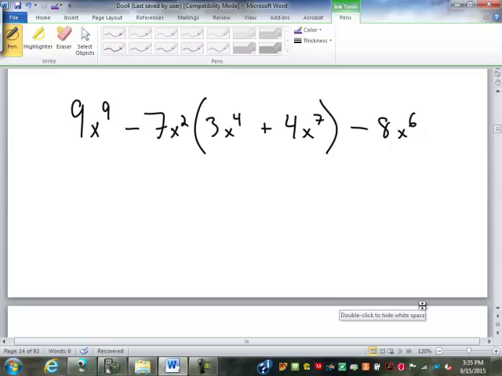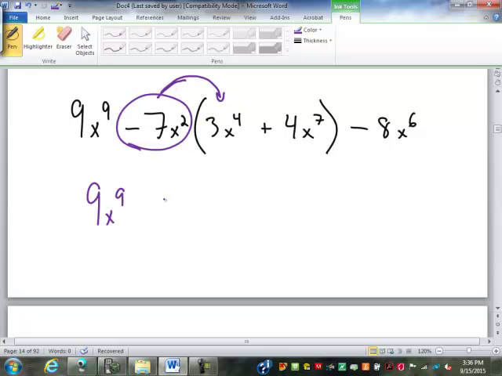Where do we start? We have the parentheses, and there's nothing to do in those parentheses, so we do have to distribute. It's not a 7x squared, but negative 7x squared. So I'm going to leave the 9x to the 9th up front. Nothing's going to happen to that. Negative 7x squared times 3x to the 4th.